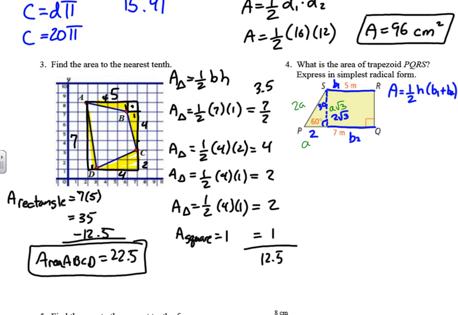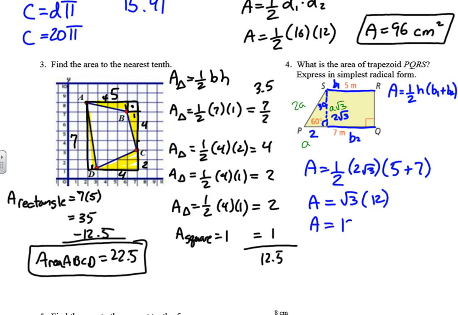If you wanted to do this with trig, you could do it with trig as well, using the tangent, but if we did it that way, we wouldn't get it in simplest radical form. So it's going to be 1/2 times 2 times the square root of 3 times 5 plus 7. So 1/2 of 2 is just 1, so it's going to be the square root of 3 times 12, and we would probably just write that 12 in front. 12 radical 3 would be the area of the trapezoid.